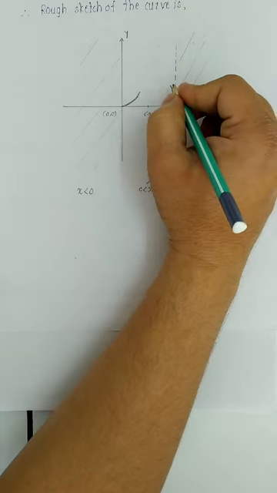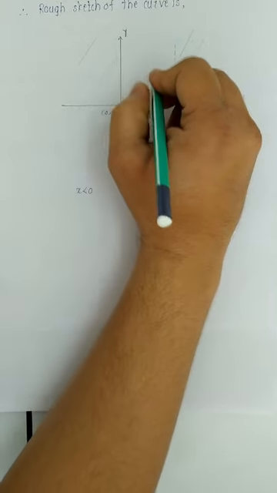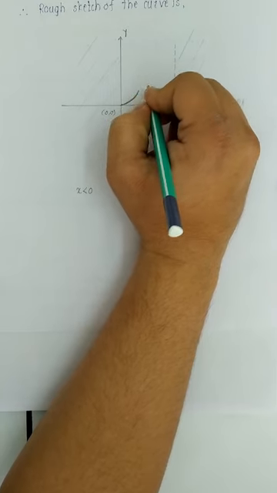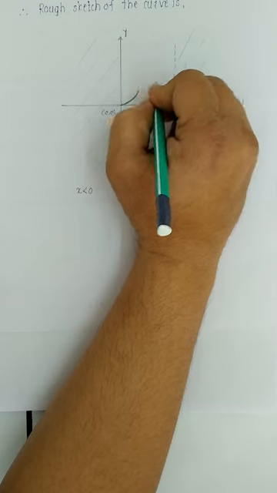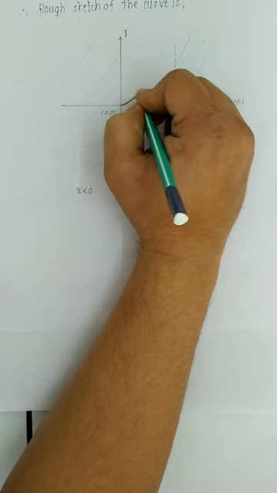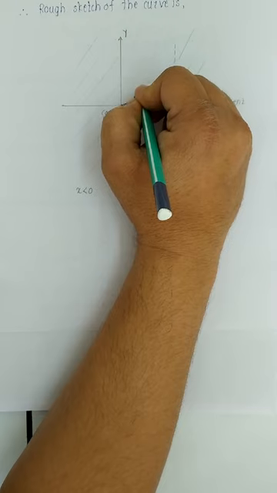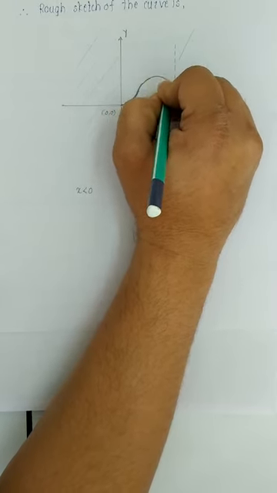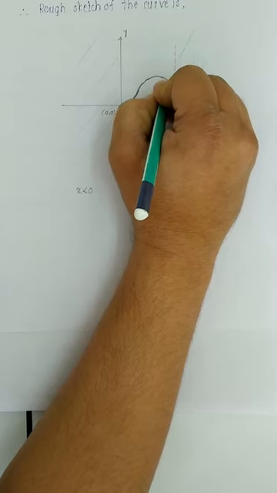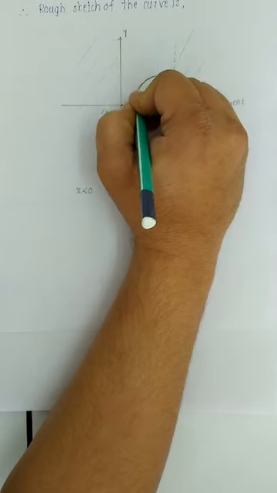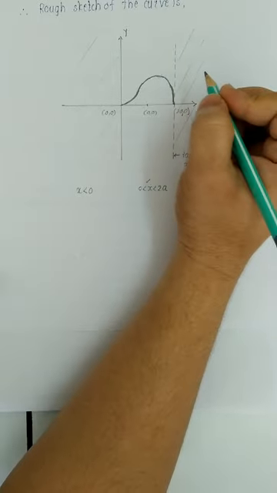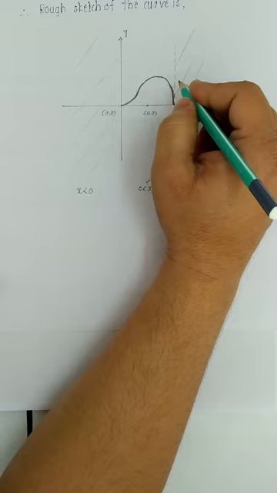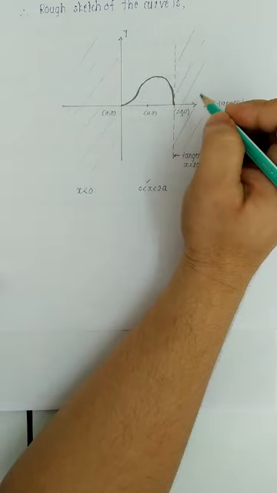As the equation of the curve is continuous, therefore we have to join these two branches smoothly. So therefore the rough sketch of the curve above the x-axis should be like this. As we are not considering the dimensions, this is the rough sketch only. So we have obtained the branch of the curve above the x-axis.